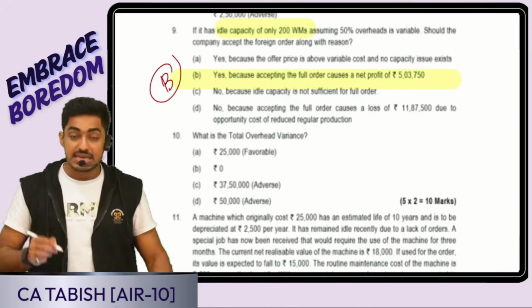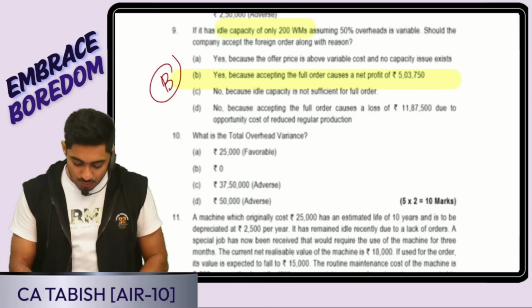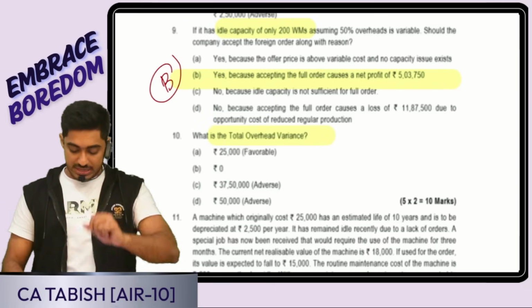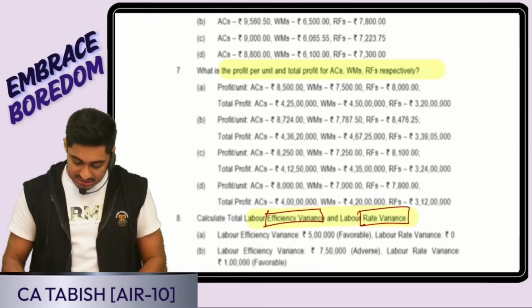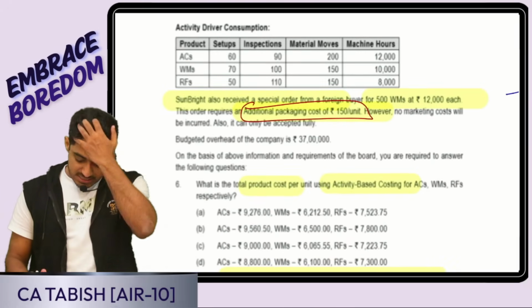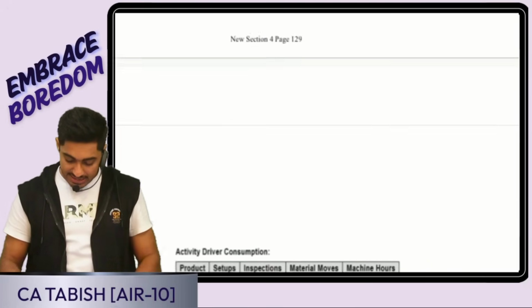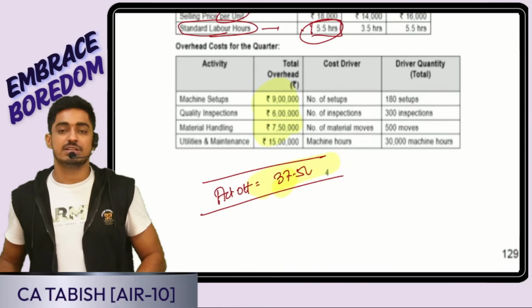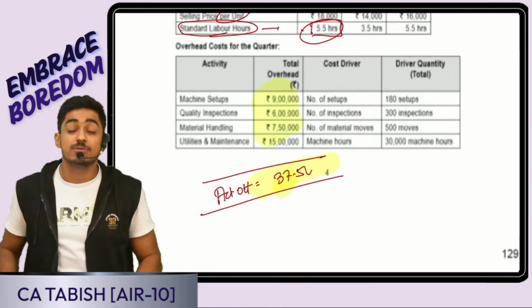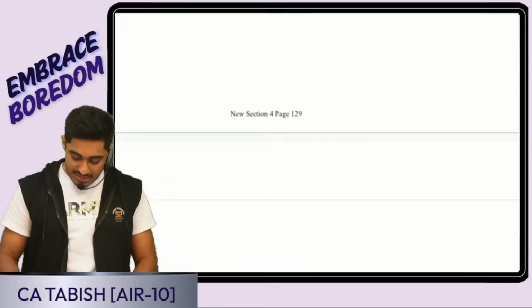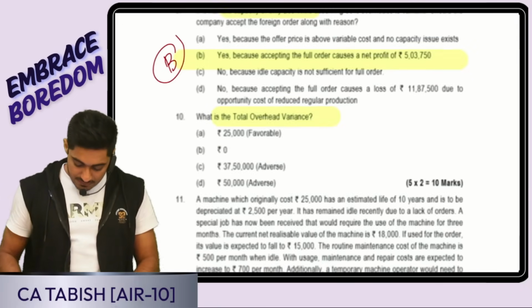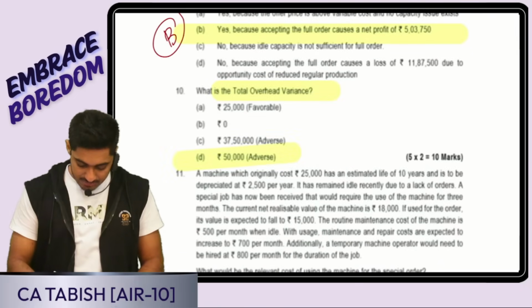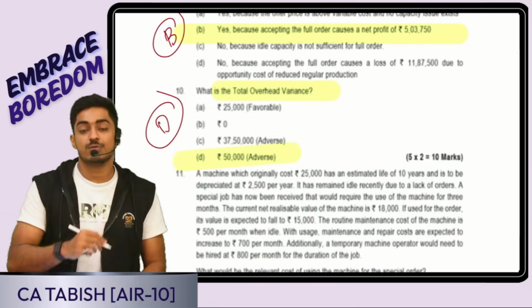Option number B. Is this clear, everyone? The final thing is, what is going to be your total overhead variance? Yes, variances, standard costing chapter again. Budgeted overheads is 37 lakh. Actual overhead, if you add all these things, is 37,50,000. That means the difference is going to be 50,000 adverse. Is this clear, everyone? That is what they've given. It is going to be 50,000 adverse. Option number D. With this, we've finished this question as well.